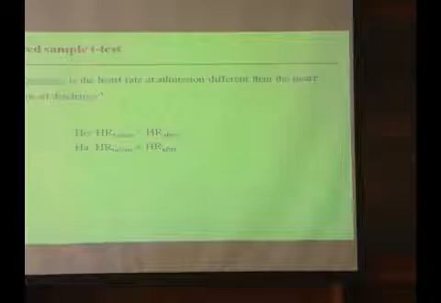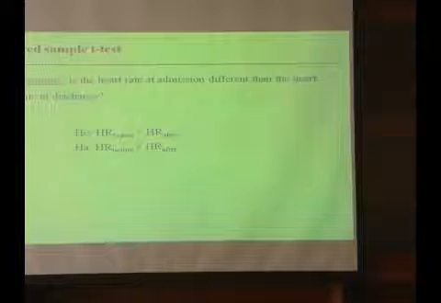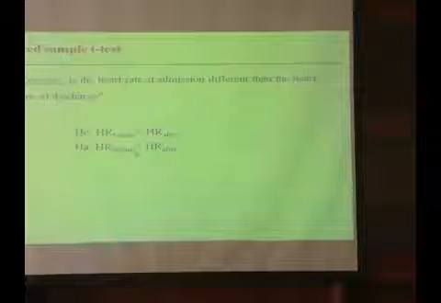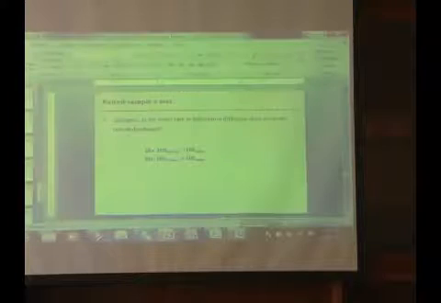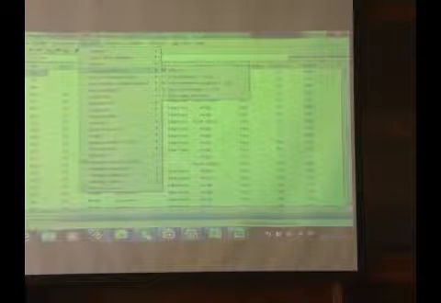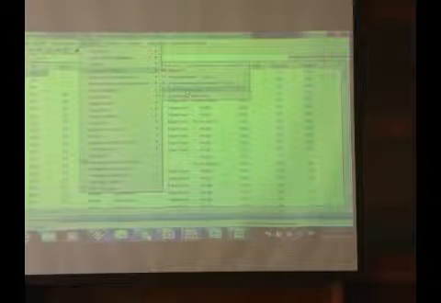Why is it a t-test? Because it's a continuous variable that I'm dealing with, which is the heart rate. What is the null hypothesis? Heart rate before is equal to heart rate after. What is the alternative? Heart rate before is not equal to heart rate after. What do we do? The paired sample t-test. Let us go to the data. Again, analyze, compare means, paired sample t-test.